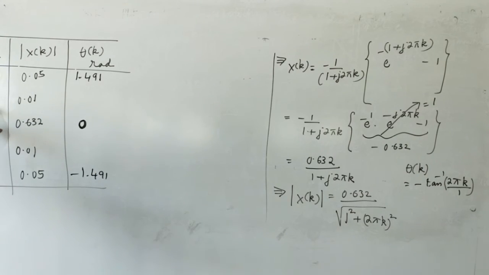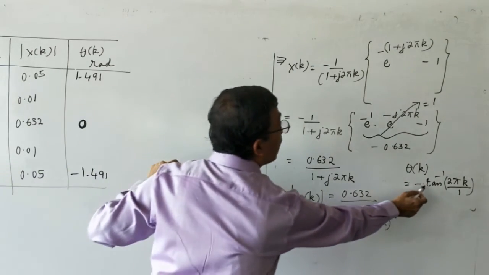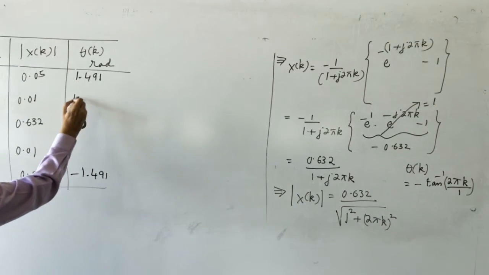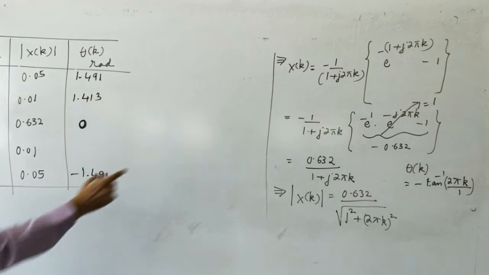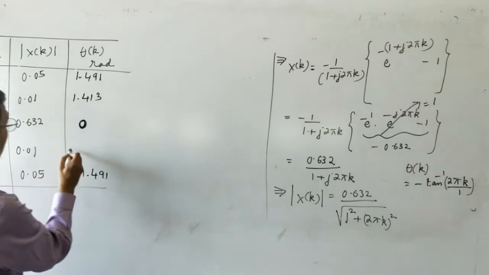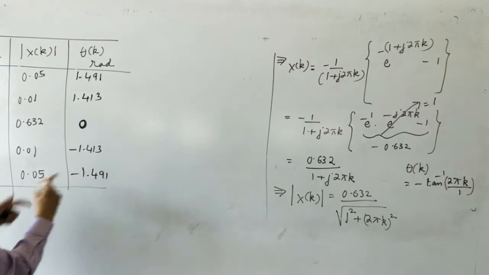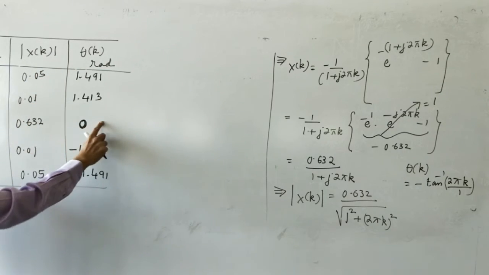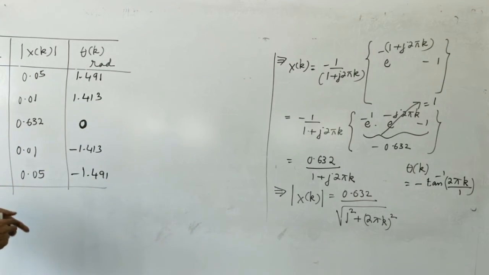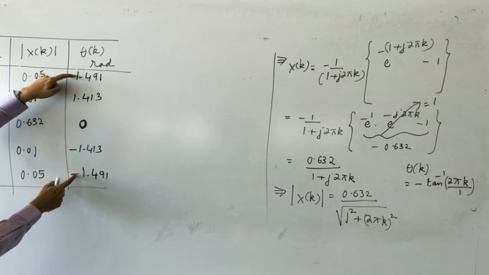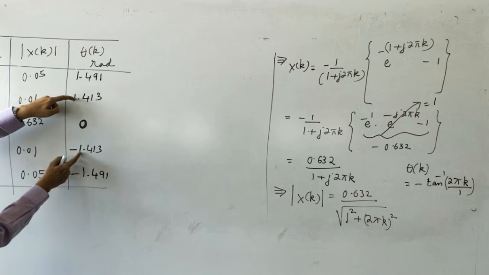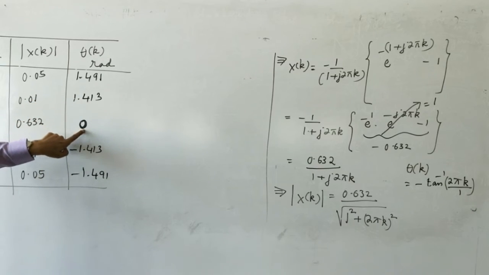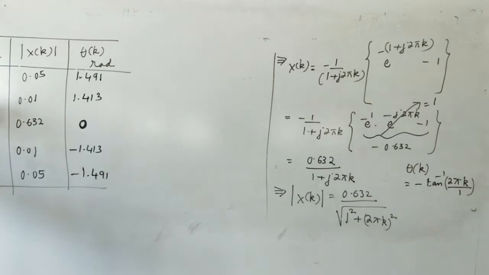When k is -1, this expression gives 1.413. When k is 1, this phase expression gives -1.413. This exhibits odd symmetry with respect to k equal to 0. That means values at -2 and +2 are equal and opposite. Values at -1 and +1 are equal and opposite. The value at k equal to 0 should be 0 always. The magnitude exhibits even symmetry: values at -2 and +2 are same, values at -1 and +1 are same, and the value at 0 is 0.632.